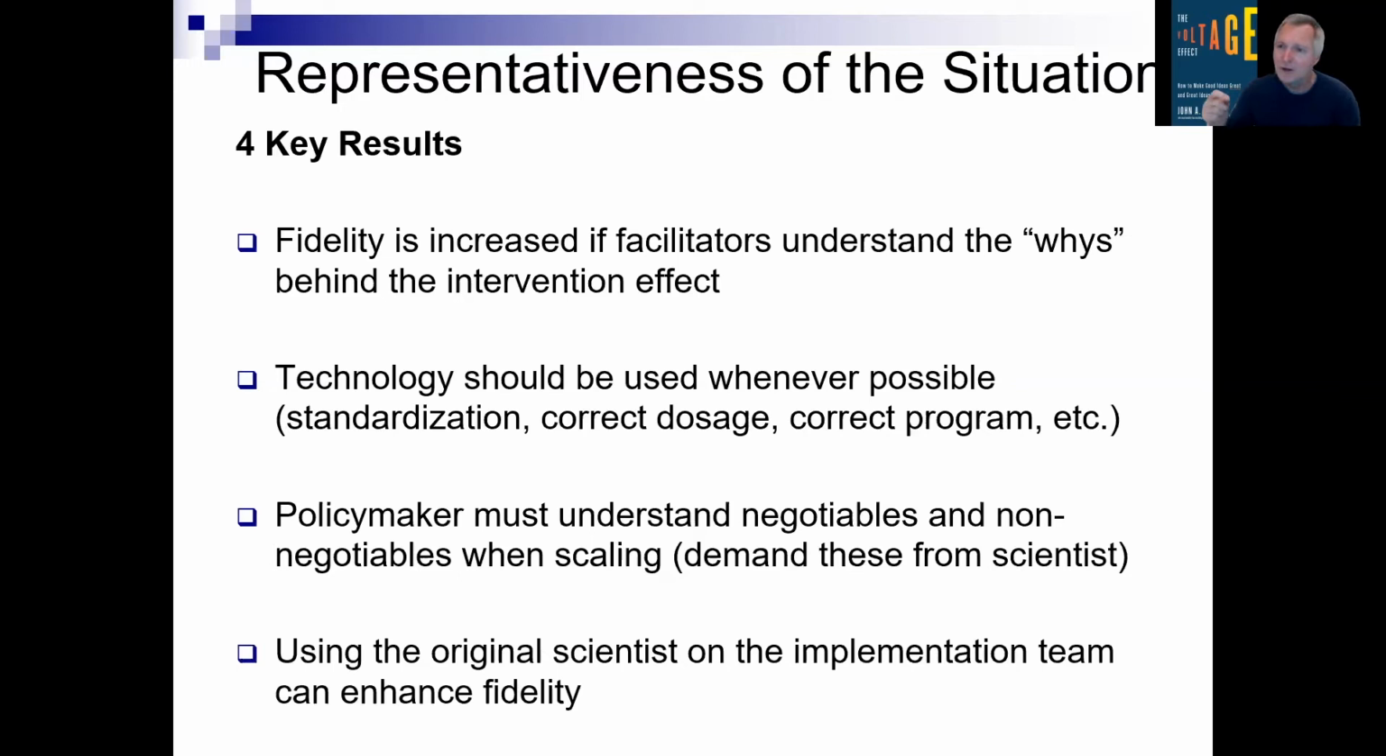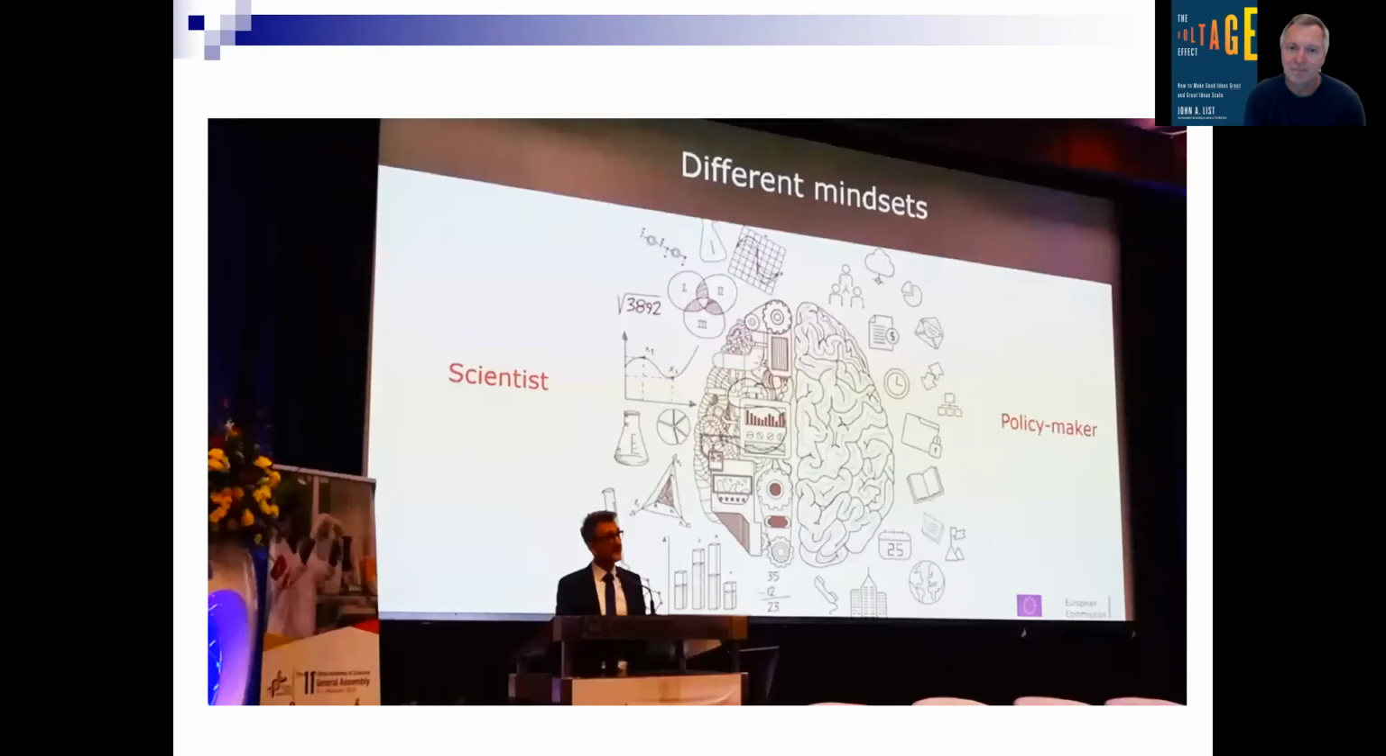Something also that I don't see is that the original scientists should be on the implementation team. Whether it's in a firm or in government, it's very important for fidelity purposes that the scientist is alongside the implementation team. Now, this was not my original slide, but I saw this over in Europe. This gives you an indication that scientists and policymakers think about problems very differently. And what goes through their minds when they're thinking about scaling or ideas is very different. And having both of these at the table, they can serve very important complements for one another.